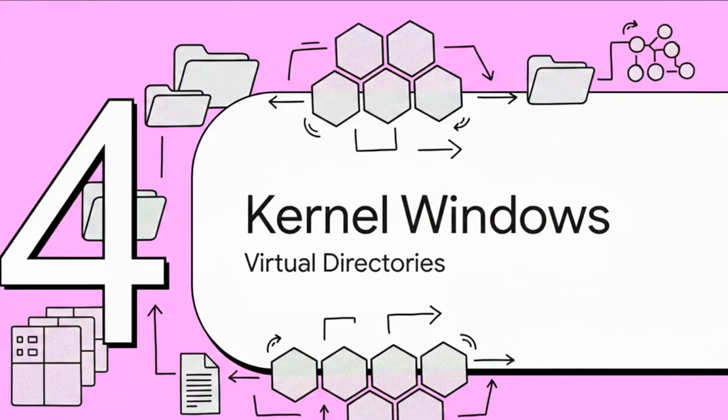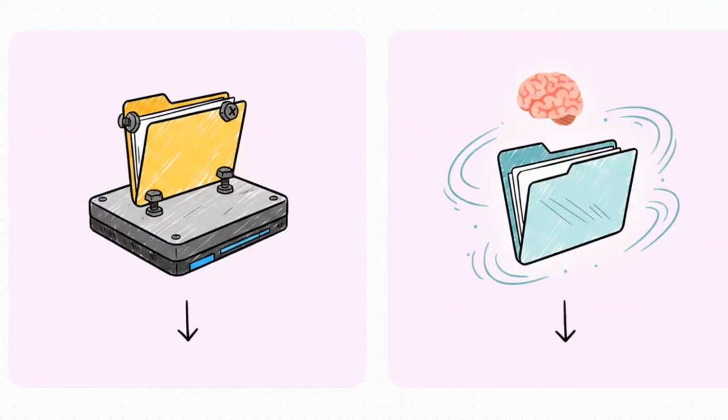Now let's explore what are known as kernel windows, or virtual directories. Think about the difference here. Regular files are physically written out to your server's hard disk, right? But virtual directories, like /proc for active processes, /sys for hardware, and /dev for devices, are completely different. They're actually illusions. They do not take up actual disk space. They are live, in-memory feeds generated directly by the host kernel. And this is exactly why modern container deployments can be so incredibly lightweight and efficient.